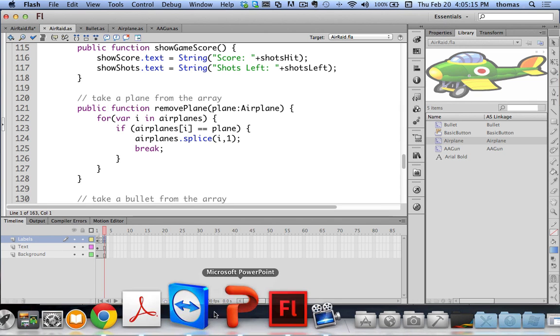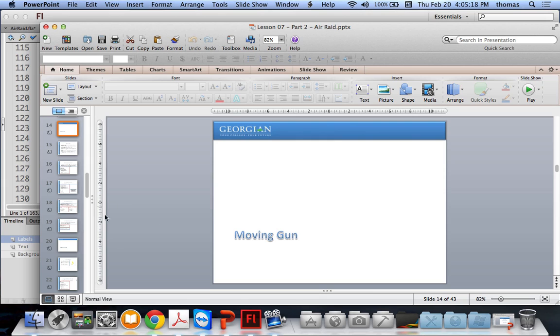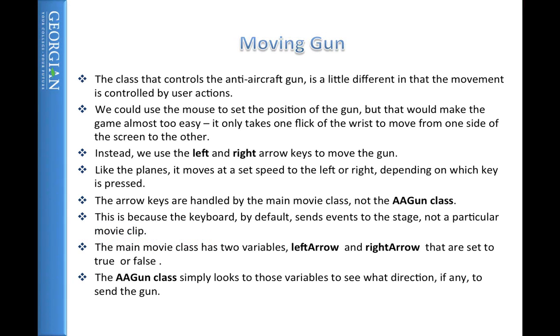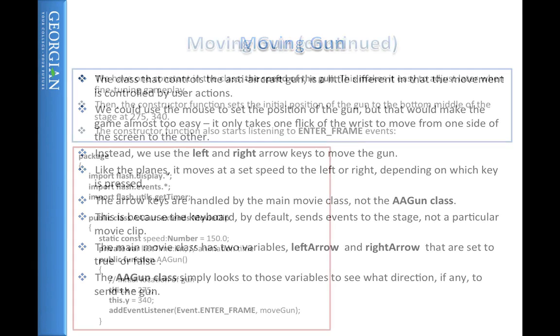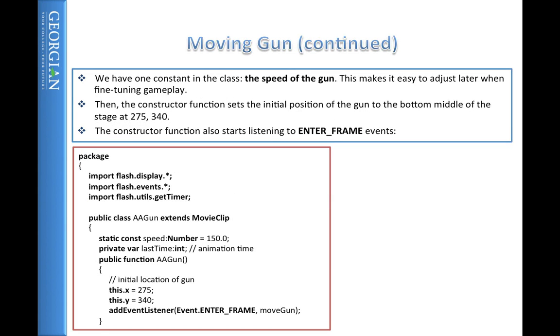Okay, let's go back. Now we're going to go to moving the gun. Again, the gun moves only left and right. That's the only way it can move. And we have an AA gun, anti-aircraft gun class that we're going to use to move this thing left and right. So what does this anti-aircraft gun class do? Well, it doesn't take anything in its constructor. So we're not listening for parameters in the anti-aircraft gun.